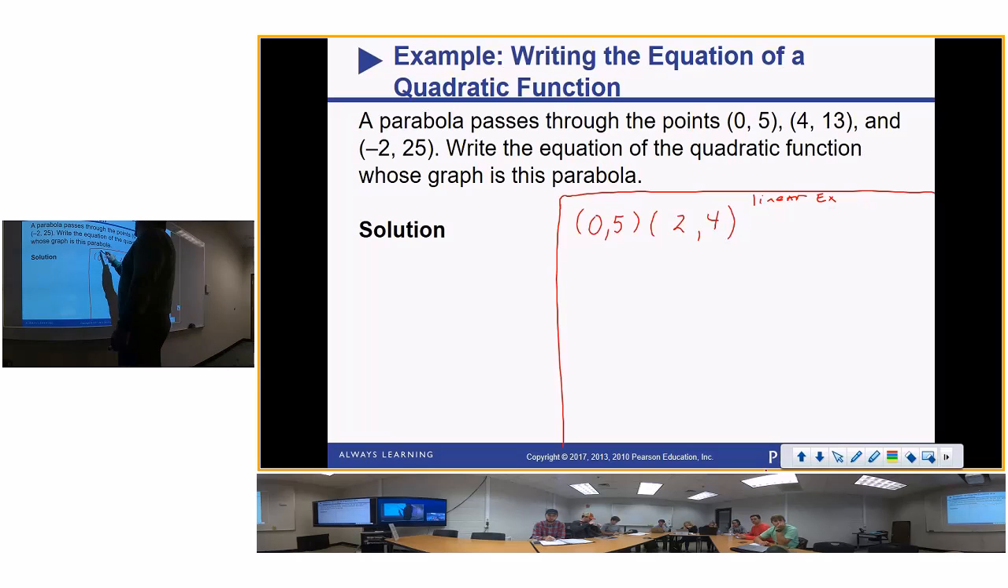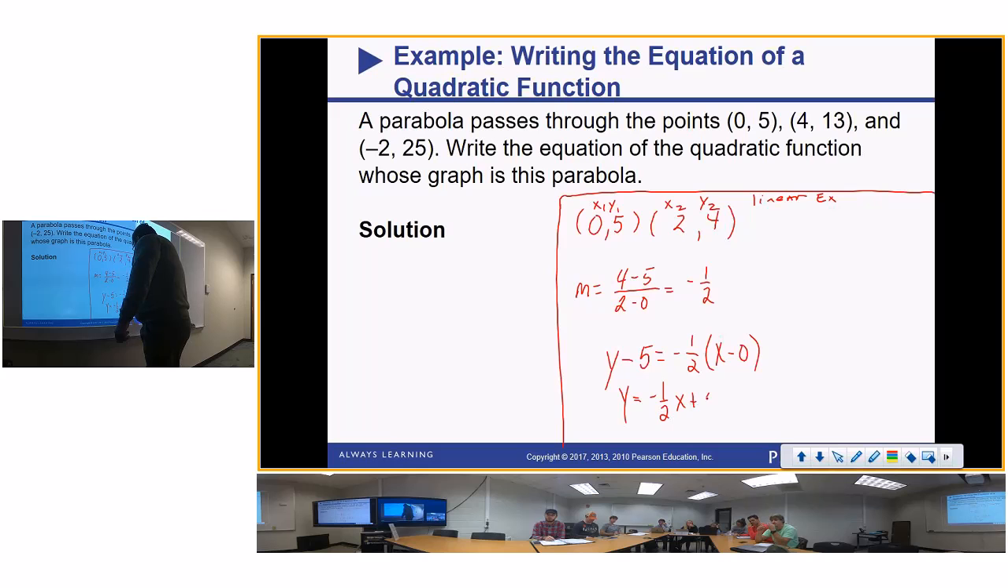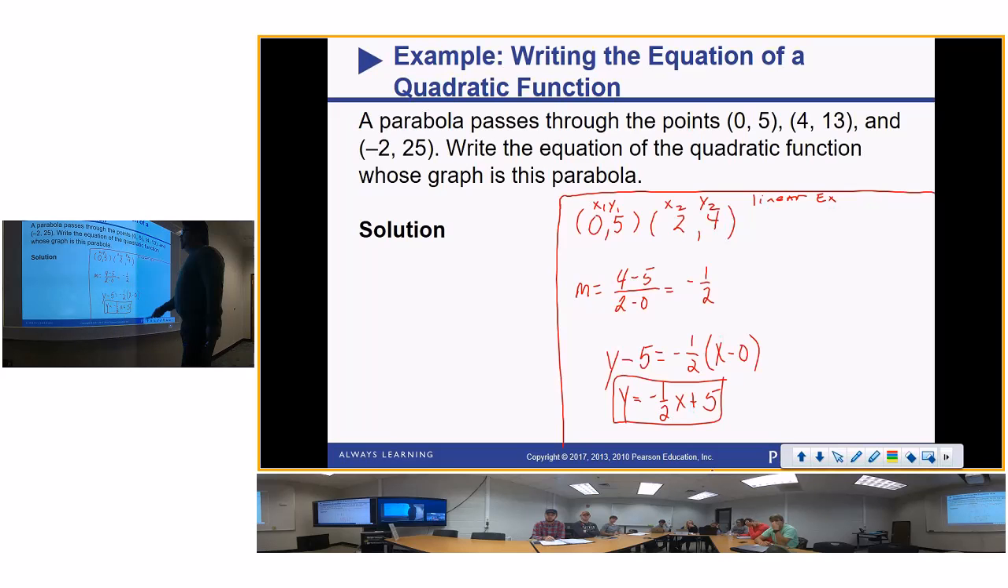And that's x sub 1, y sub 1, x sub 2, y sub 2. And that'll be slope is equal to (4 minus 5) over (2 minus 0), which is equal to negative what? Negative 1/2. So that's our slope. We pick a point, and then we plug it into the point-slope equation. Everybody remember this? Negative 1/2 x plus 5. Okay, so that's how we did it with the linear equation.